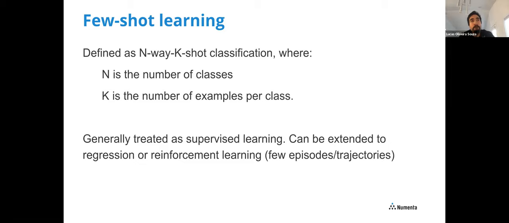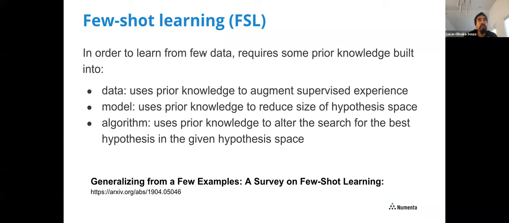So the way it's usually defined in machine learning, it's in the context of supervised learning. Like, you have labels, we don't have a lot, but you have a few labels. But it could be easily extended to regression problems or to reinforcement learning problems, where you just have a few episodes or a few trajectories. And I'm just going to go over very quickly a few of the main solutions to the problem.